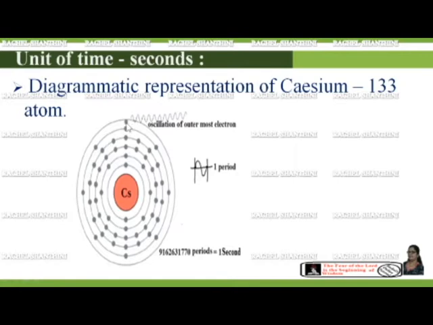When this electron oscillates between two hyperfine levels of the ground state, it forms waves. The time taken to complete one wave is called one period. If this wave completes 9,192,631,770 periods, then that is equal to 1 second, which is the unit of time.